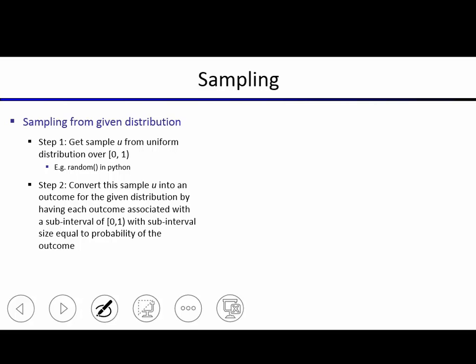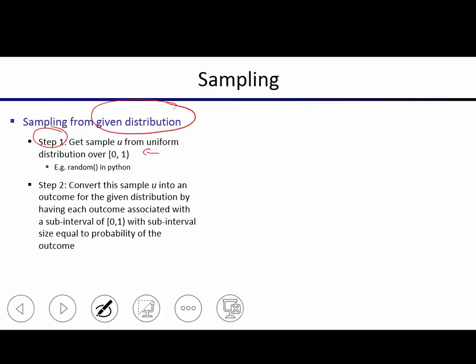So let's say you want to sample from a given distribution. No Bayes net involved here yet. Step one, you get a sample, U, from the uniform distribution over the interval 0 to 1. So this is effectively a real number between 0 and 1 that you sample. Pretty much any programming environment that you work in will provide that call to you. It's actually a whole complicated field to do this well and to make sure that you actually get a good set of samples and so forth.